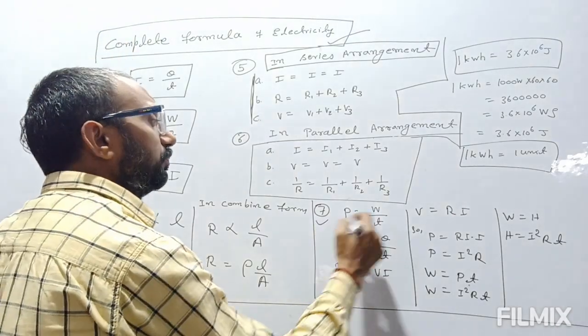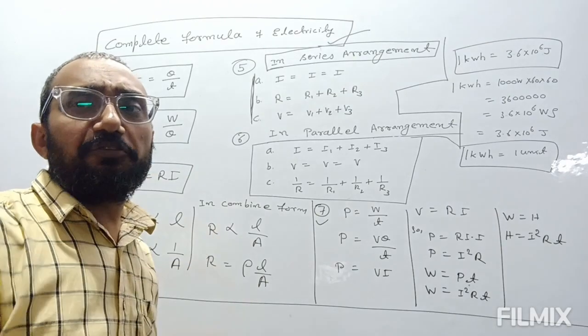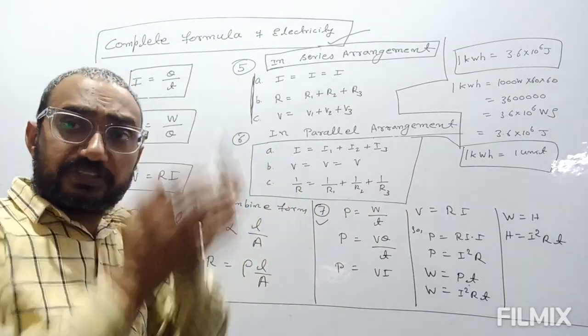Next formula is P equal to W upon T. Means rate at which electricity is consumed in electric circuit.